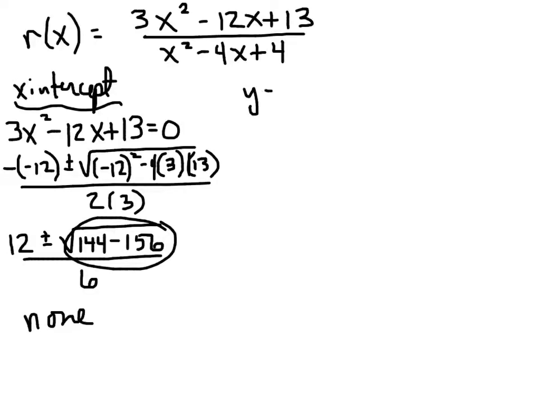As far as the y-intercept, the constant of the top is 13, and the constant of the bottom is 4. So my y-intercept is 13/4, and it's pretty quick. It's nice.